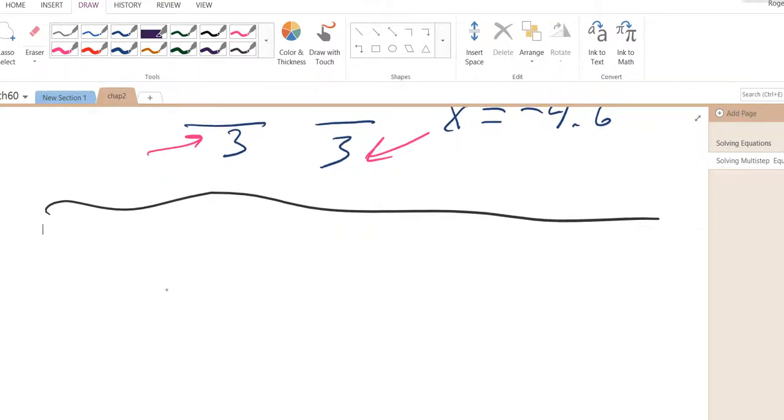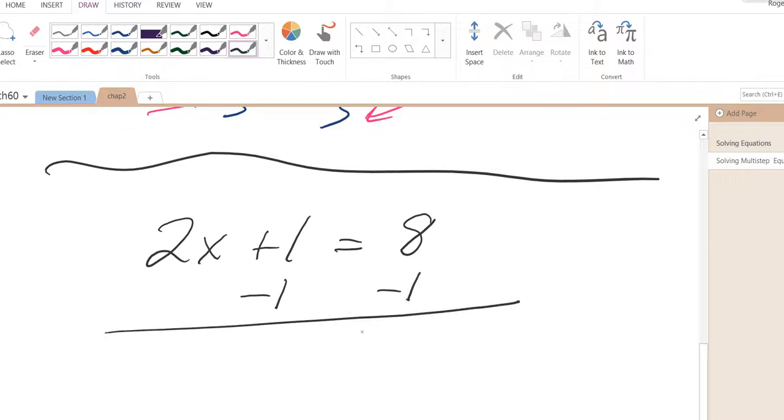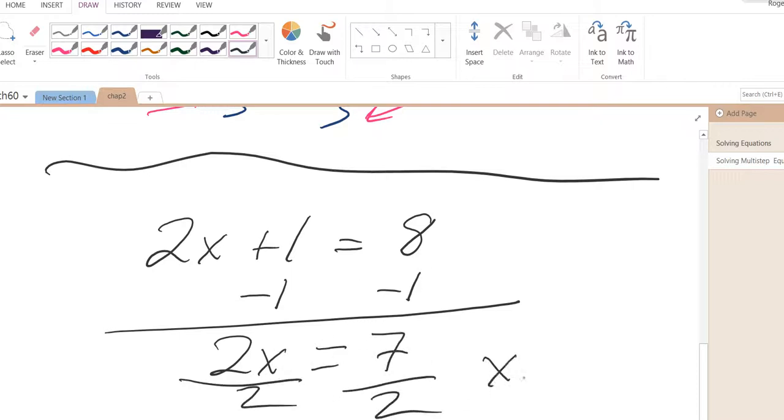So let's try a different one here. 2x plus 1 equals 8. So now, do the same thing. We're going to get rid of this addition first this time by doing the opposite. So we have 2x equals 7, divide by 2, x equals 3.5. You can leave your answer as a decimal or as a fraction, doesn't really matter to me. Whatever is easy for you.